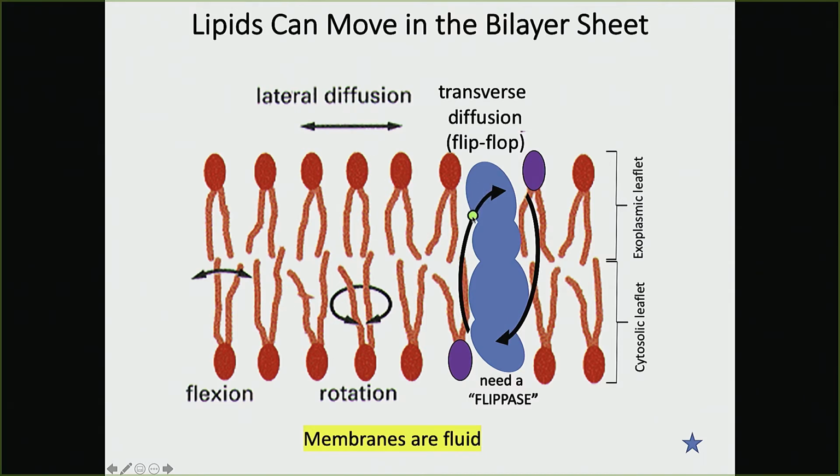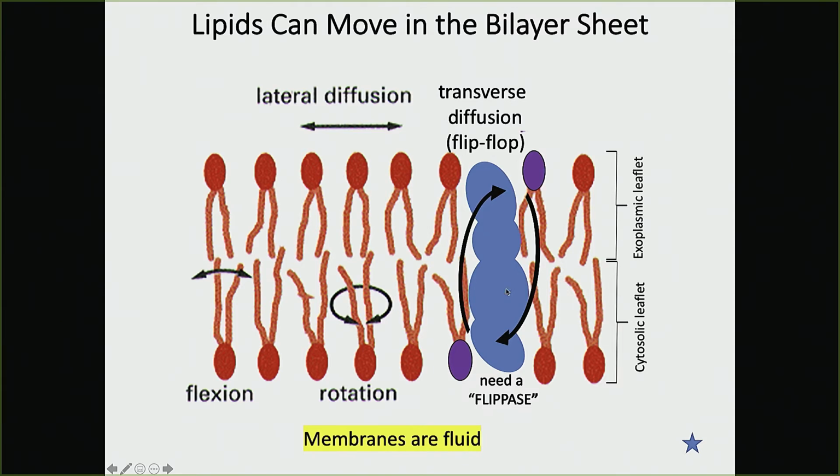Whereas the flip-flop needs a flippase enzyme. Also, an important thing: lateral diffusion, flexion, and rotation don't need any enzymatic intervention at all. It is just a natural way of how the lipids work. Whereas for the lipids that need the flippase, this is an extremely energy-demanding process. So you will need a lot of ATP from the cell to do that.